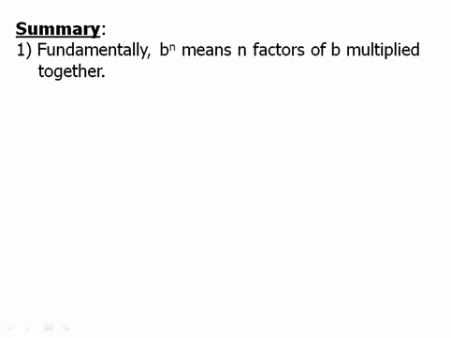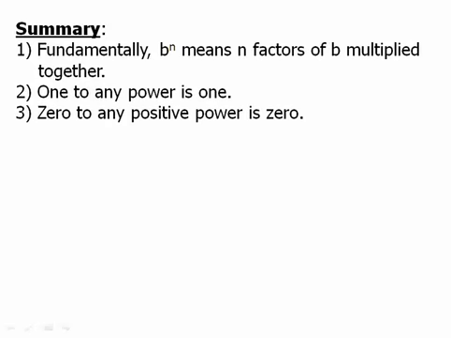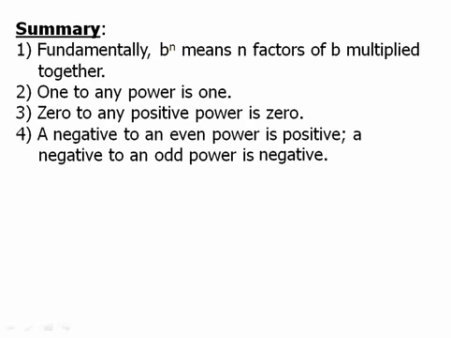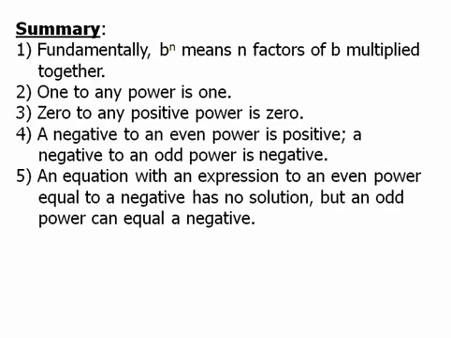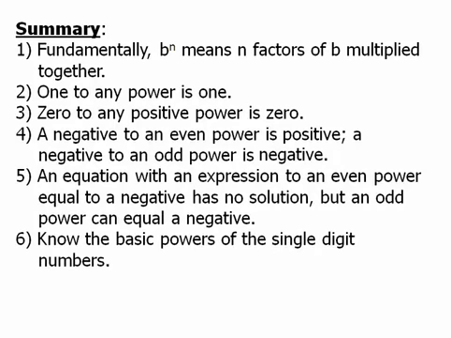Fundamentally, b to the n means n factors of b multiplied together. That is the fundamental definition of an exponent, and it's very good as we move through the laws of exponents to keep in mind that fundamental definition of an exponent. 1 to any power is 1. 0 to any positive power is 0. A negative to an even power is positive. A negative to an odd power is negative. An equation with an expression to an even power equal to a negative has no solution, but an odd power can equal a negative. And finally, know the basic powers of the single-digit numbers.